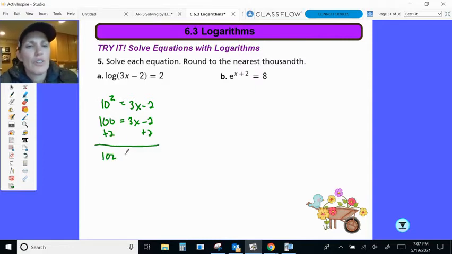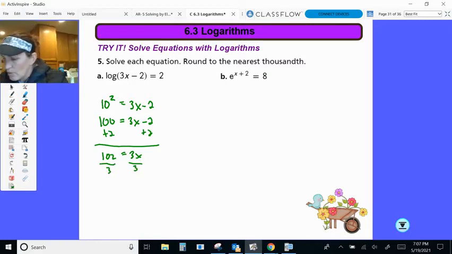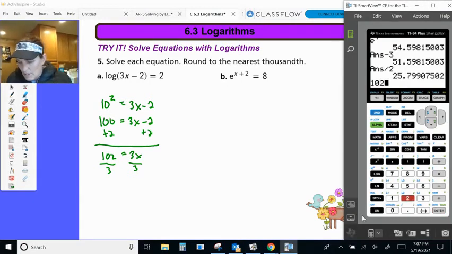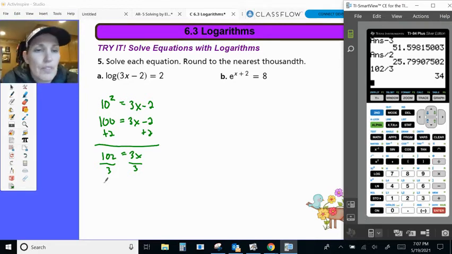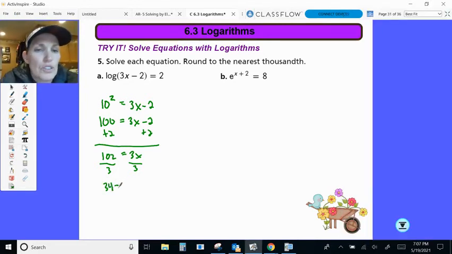So 102 equals 3x. And then divide by 3. So what is my 102? Put my calculator up here. 102 divided by my 3 is going to get me a 34. So 34 is equal to x. And there is my solution.